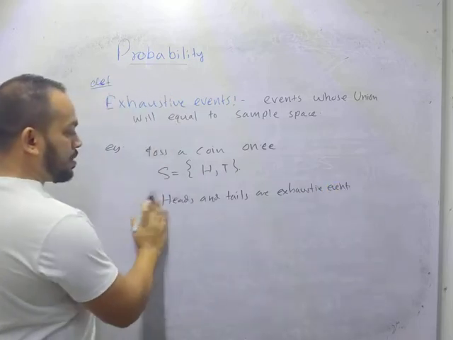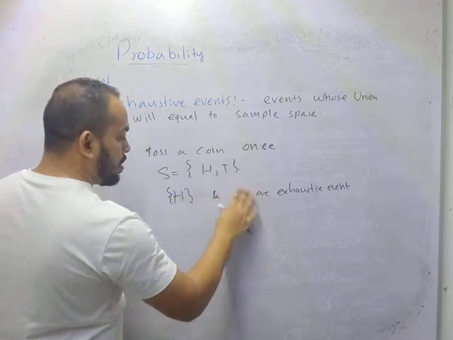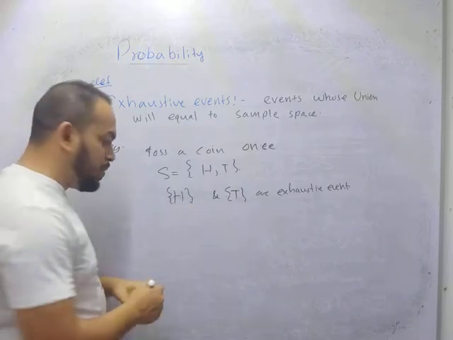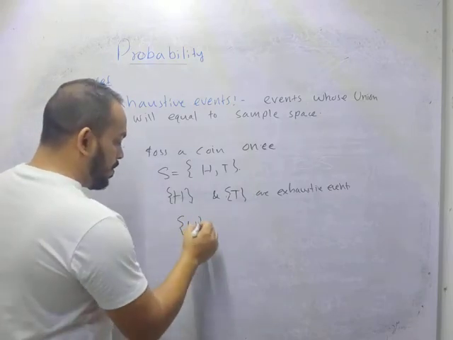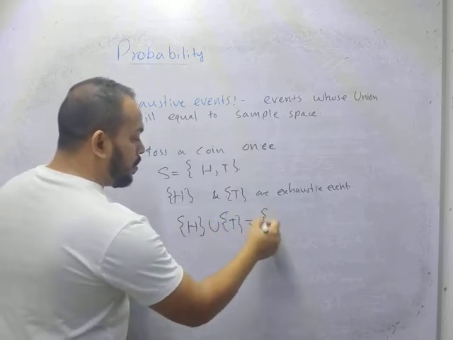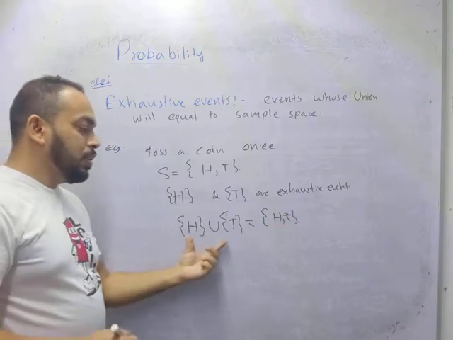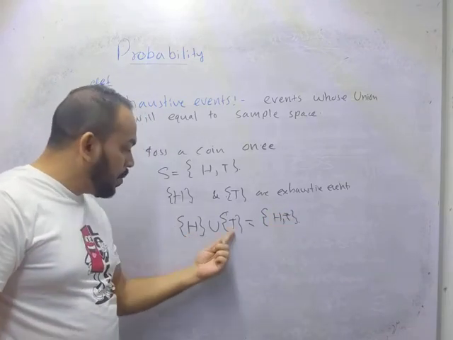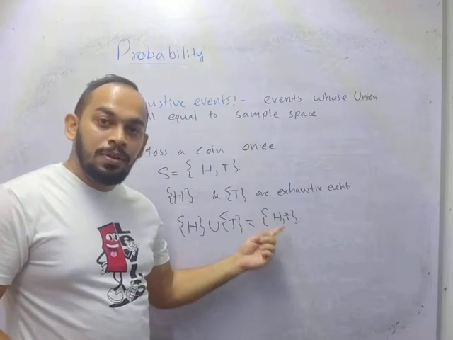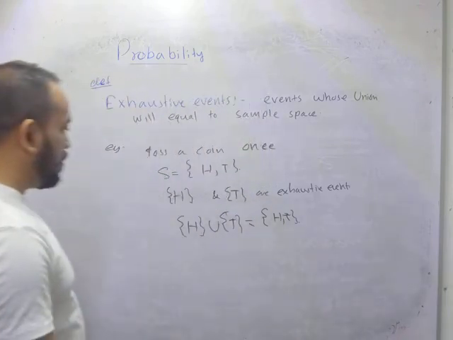Right? Heads and tails. These two events, heads and tails. Because when you take the union between these two, union with T, this is equal to H and T. This is a union. When you take the union between two sets, you have to put all elements in just one set, without repeating anything. Okay, exhaustive events.